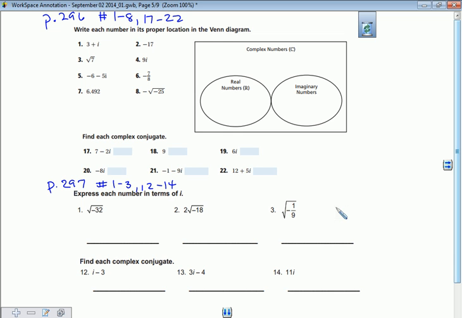Okay, and then we got one wrong? Do we put the whole thing? Well, like each part. You can't separate it. Okay, number 3 plus 5i, where does that number go?